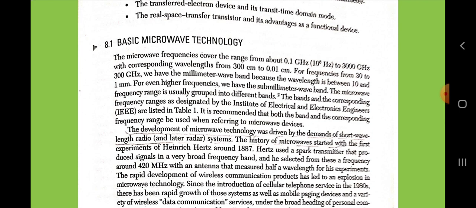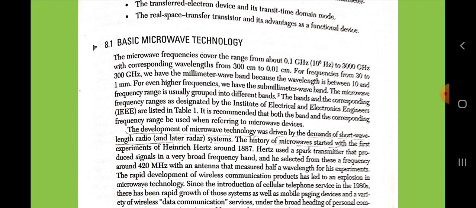The microwave frequency range is usually grouped into different bands. The bands and the corresponding frequency ranges, as designated by the Institute of Electrical and Electronics Engineers, that is IEEE. It is recommended that both the band and the corresponding frequency range be used when referring to microwave devices. The development of microwave technology was driven by the demands of shortwave length radio and later radar systems.